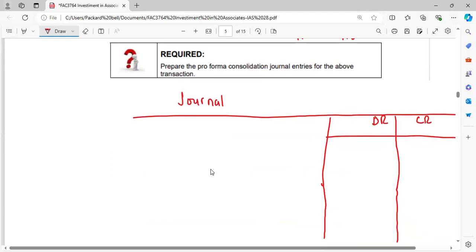Anyone who can determine the double entry? We want to eliminate the profit there. What is going to be the double entry? Cost of sales. What do we do with cost of sales? Debit, credit. We want to eliminate. We debit the cost of sales because we want to reduce the profit. And then credit the inventory.